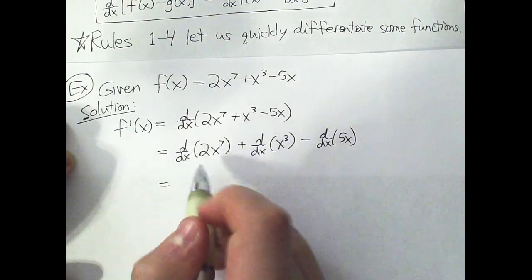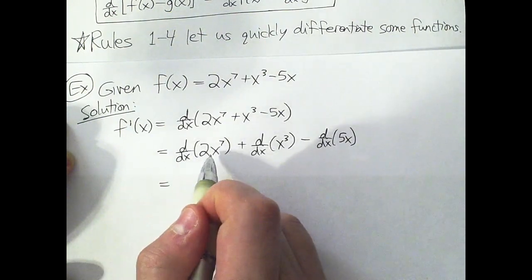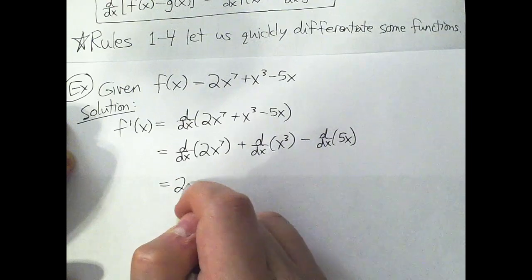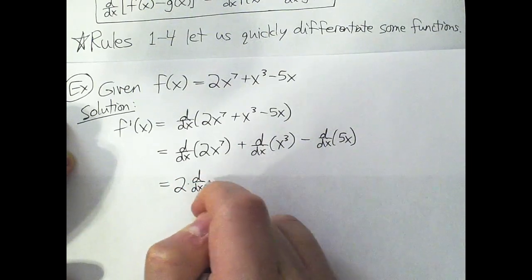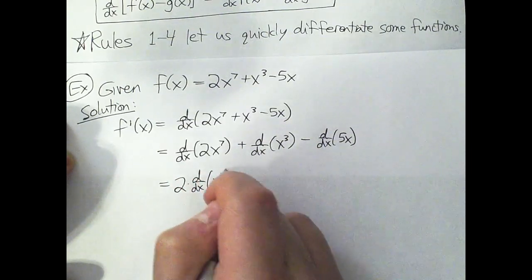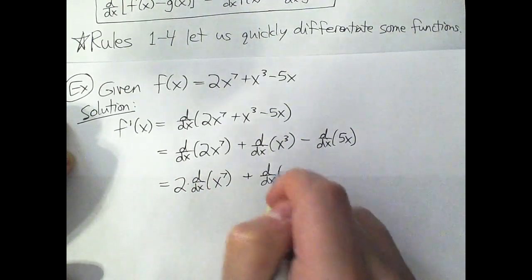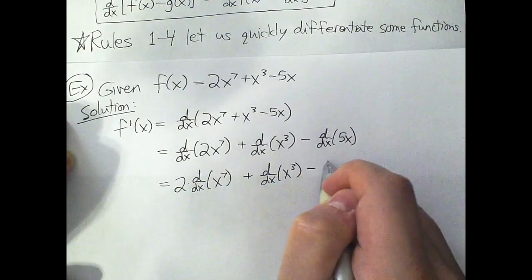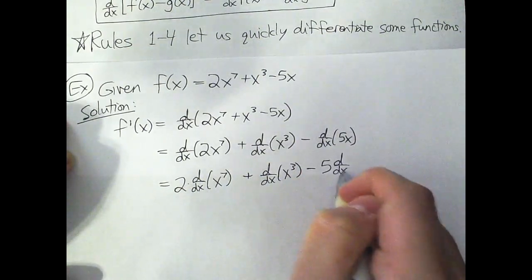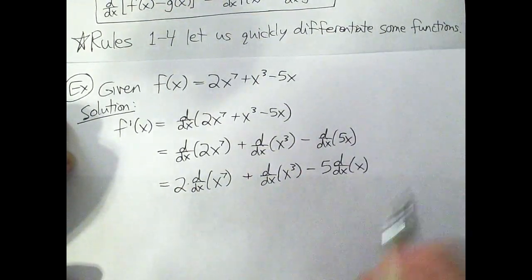Then by rule 3, we can pull constants out, like the 2 in 2x to the 7th. You can pull the 2 out of that derivative. So you get this. I'm just going to leave this part alone for now. And then I'm going to pull the 5 out of this. So I guess I used rule 3 on 2 parts of this.